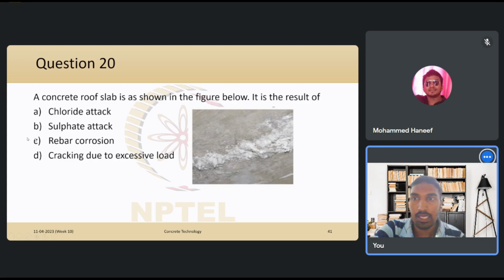Okay, question number 20: a concrete roof slab is shown in the figure. What is this a result of? The options are chloride attack, sulfate attack, rebar corrosion, and cracking due to excessive load.